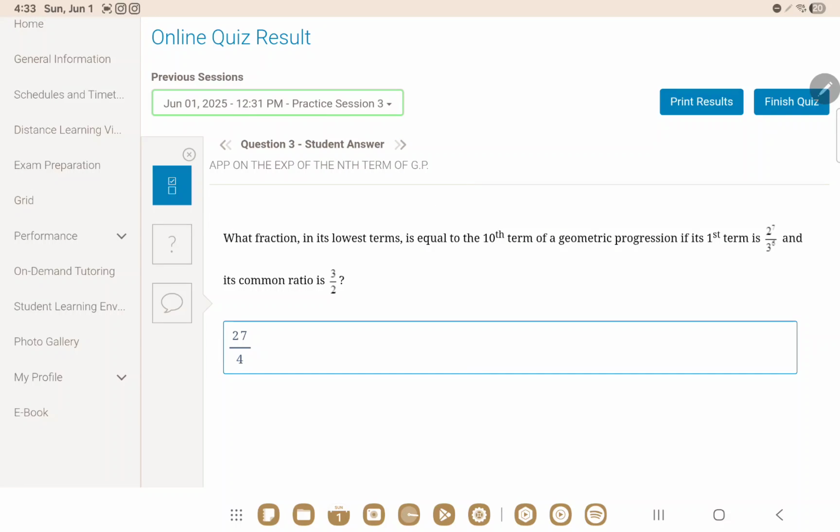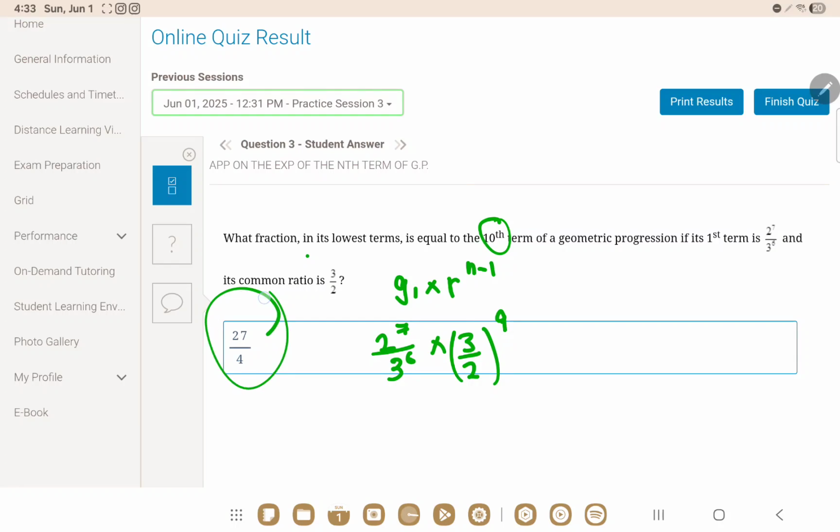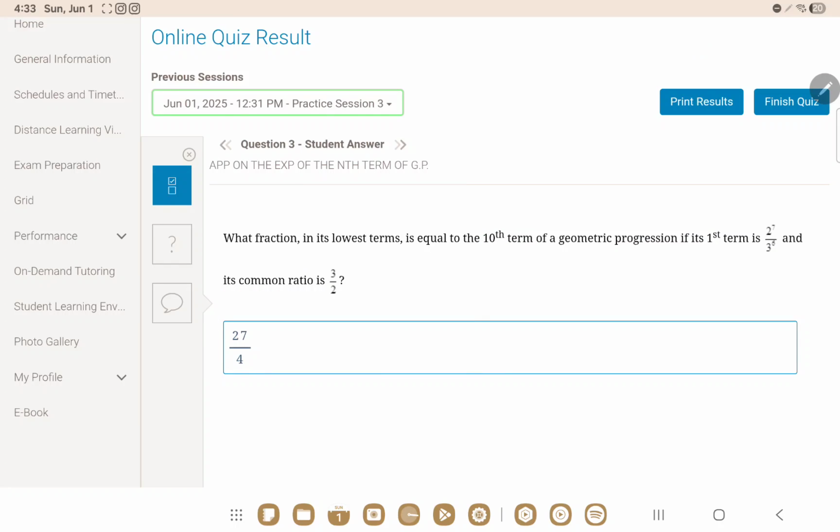They want the 10th term. Now to find the term of a geometric progression, it's G1 times R to the power of n minus 1. So the first term is 2, 7 over 3, 6, times R, which is the common ratio 3 over 2, all to the power of n minus 1. N is 10, so it's 9, which is 10 minus 1. Put this all in your calculator, you should be getting this answer. Now let's move on.